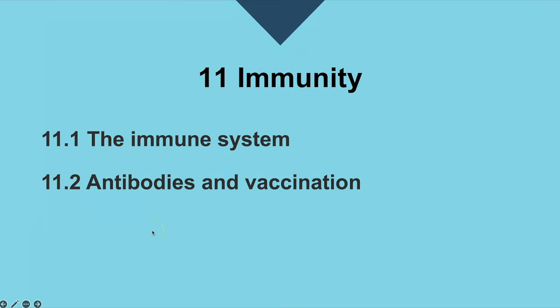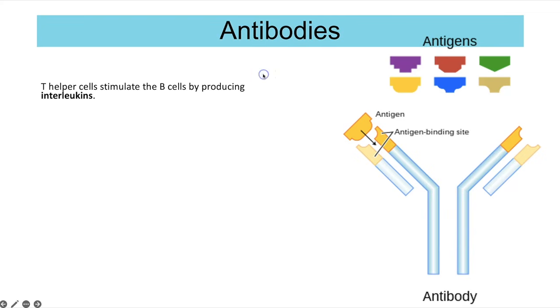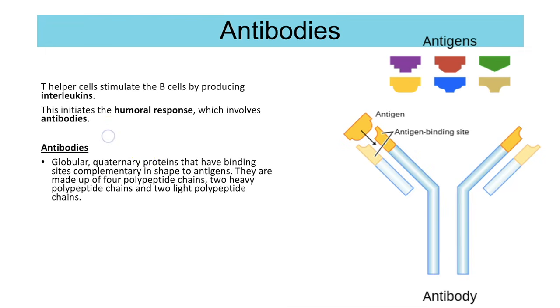Next, then, we have a look at antibodies and vaccination, carrying on from this idea of immunity. So antibodies are proteins, and it's those T helper cells that we saw stimulate the B cells to produce interleukins, initiating the humoral response, which results in the production of plasma cells, which produce antibodies. So antibodies are globular proteins.